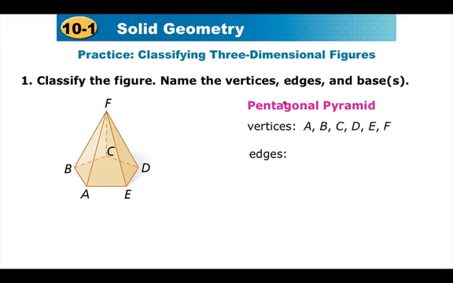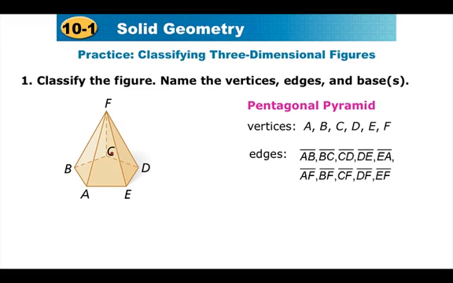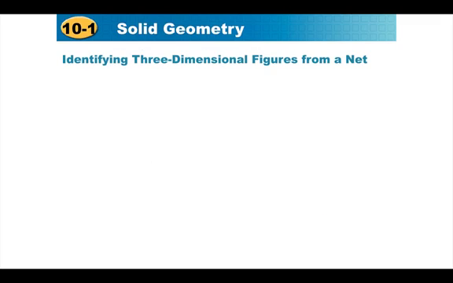Now let's look at the edges. There's quite a few, but you should be able to follow along. These are all the edges in this pentagonal pyramid. And the last part is the base. There's only one base. Since the base is a pentagon, the base is pentagon A, B, C, D, E. Let's look at this slide.